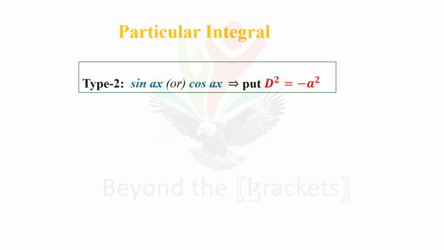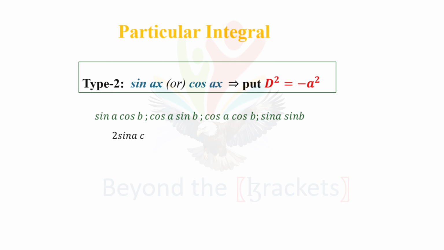Other than sin ax or cos ax, sometimes the RHS contains terms like sin A cos B, cos A sin B, cos A cos B, sin A sin B. These products must first be converted into sums or differences using trigonometric identities.